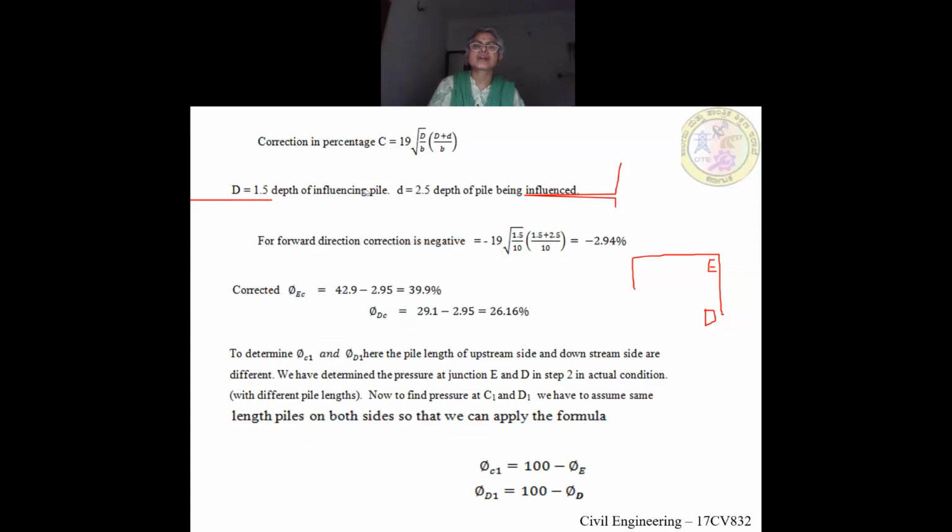Negative sign is taken. Minus 19. And the depth of the pile being influenced, which is getting influenced, this is the pile getting influenced by this. You are calculating the pressure here. This is the pile getting influenced and this is the pile influencing. So capital D is the depth of the pile influencing, whereas this is the depth of the pile being influenced, small d. So it is 2.5, you get minus 2.94.